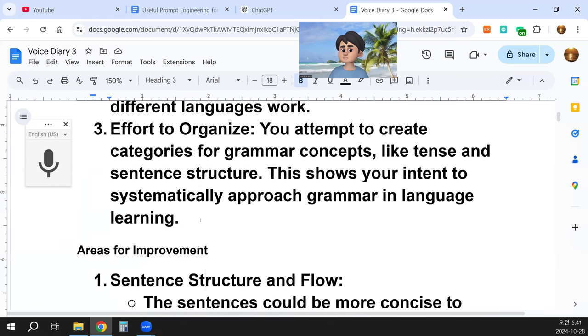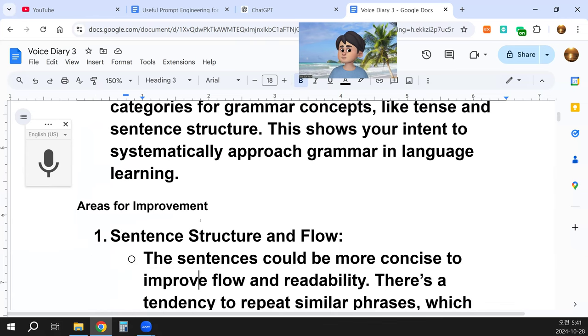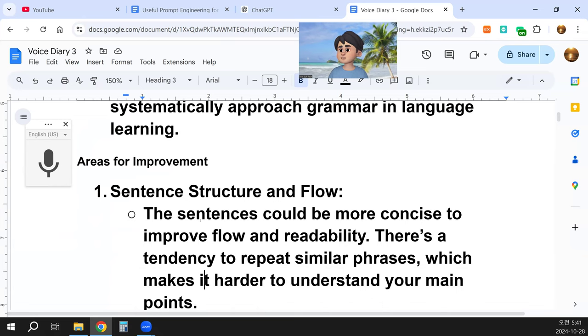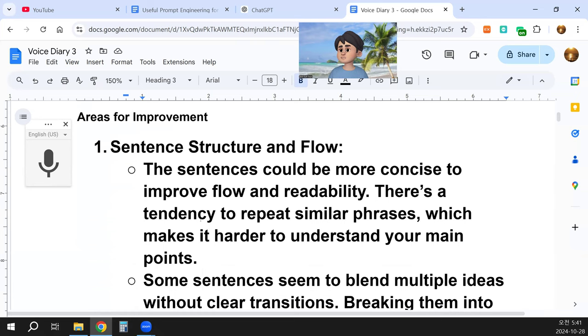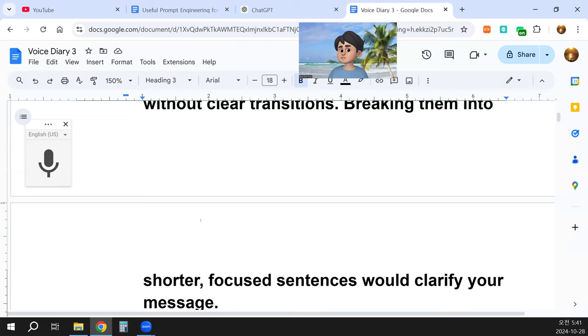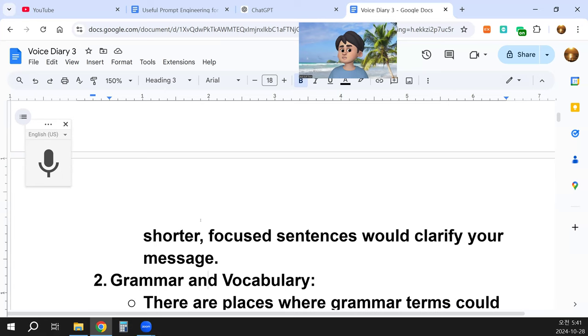Areas for improvement: sentence structure and flow. The sentences could be more concise to improve the flow and readability. There's a tendency to repeat similar phrases, which makes it harder to understand your main points. Some sentences seem to blend multiple ideas without clear transition. Breaking them into shorter, focused sentences would clarify your method, grammar, and vocabulary.